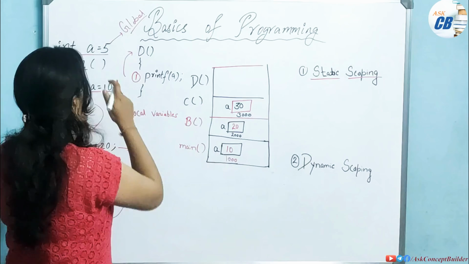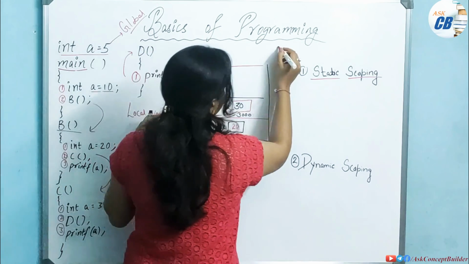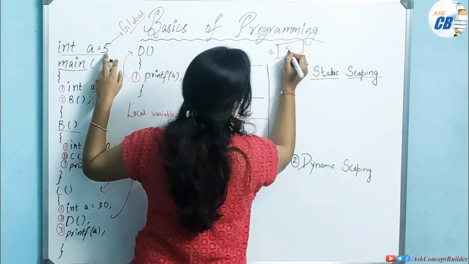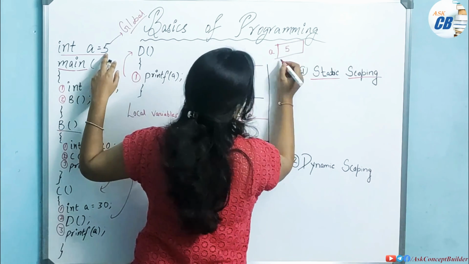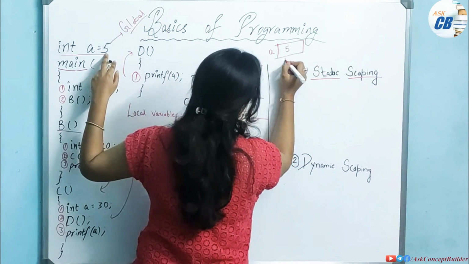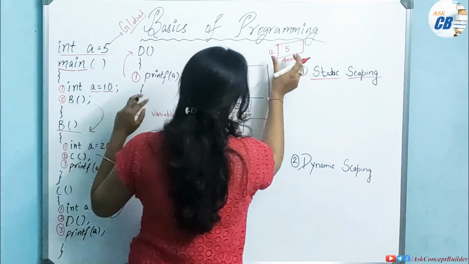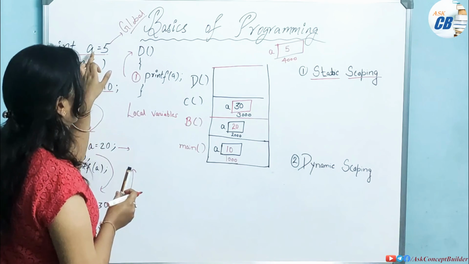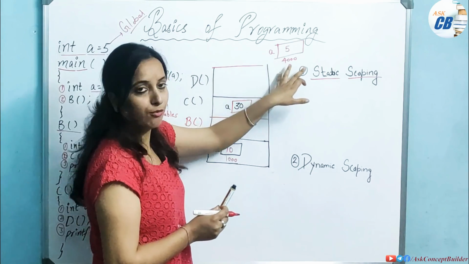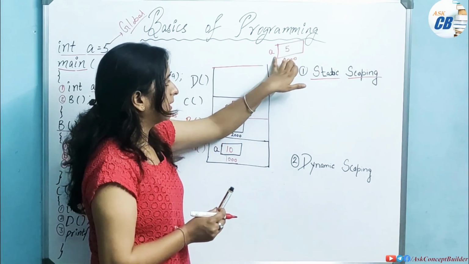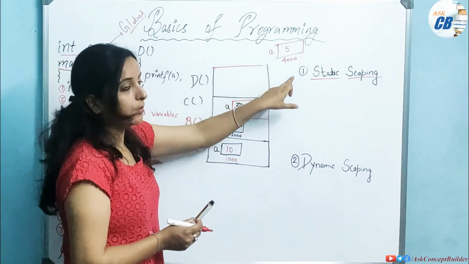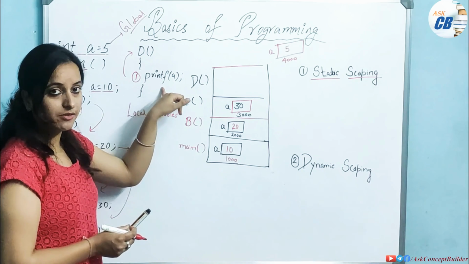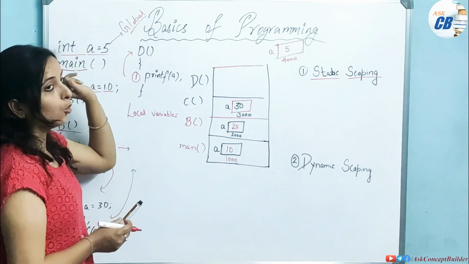Now see, this global variable also will be assigned a value. What is the value? 5. And at some address, like some address 4000, it is assigned. So this global variable, when you have initialized it, will also get a memory allocation of 4 bytes at some particular address. Now in static scoping, you have to print the value; this variable will take the value of its global variable.